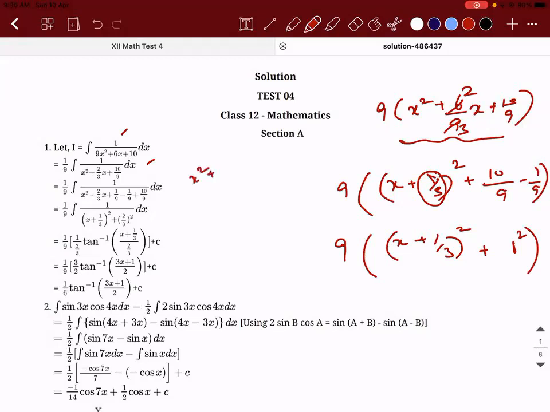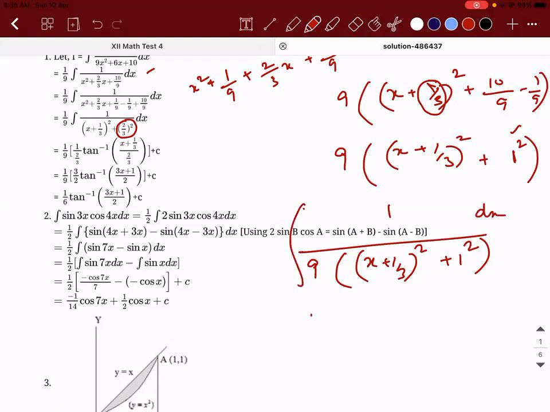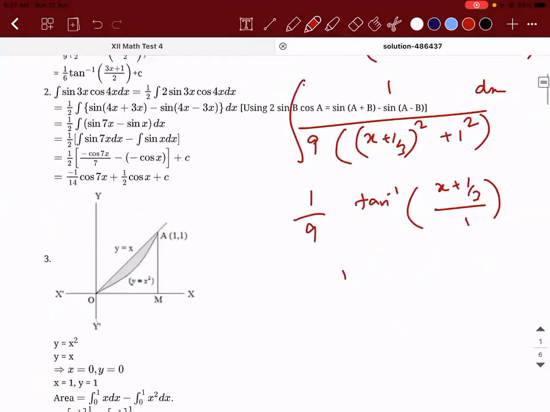Let me solve this and see. x square plus 2 by 3x plus 1 by 9. There is a mistake. This is not the right one. Okay, it is 1 square actually. So 9 into x plus 1 by 3 the whole square plus 1 square. So 1 divided by this. What is going to be the integral of this? So 1 by 9 into tan inverse of x by a, that is x plus 1 by 3 divided by 1. So the answer would be 1 by 9 into tan inverse of x plus 1 by 3, plus c. That is the answer.